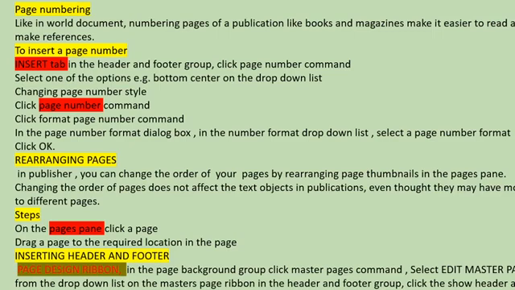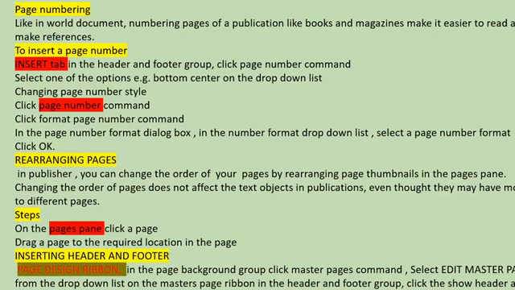Then changing the page number style, go to Page Number command, click Format Page Number. In the Page Number Format dialog box, in the number format drop-down list, select the number format, then click on OK. You can also rearrange pages by drag and drop.